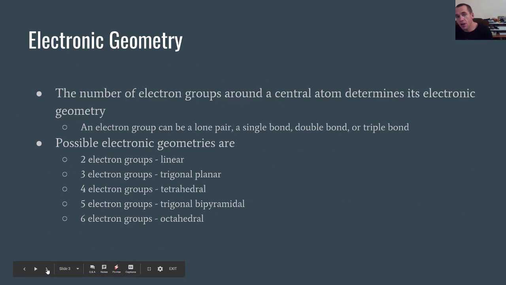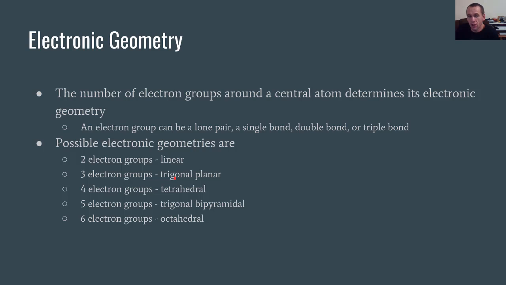Now, there are a variety of different shapes that can occur for the electronic geometry. Now, electronic geometry can be different than molecular geometry. Electronic geometry tells us how the electron groups are arranged around the central atom. An electron group can be a single, double, or triple bond, or it can just be a lone pair of electrons. So if there's two electron groups, then those electron groups will be on opposite sides of the central atom, and you get a line or a linear molecule.